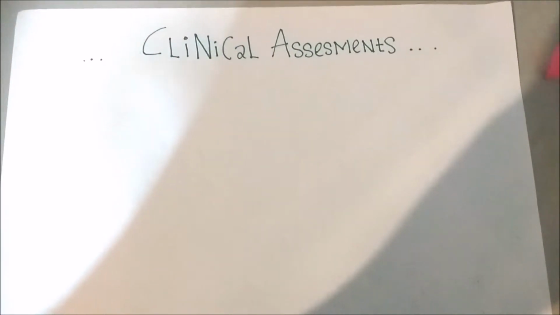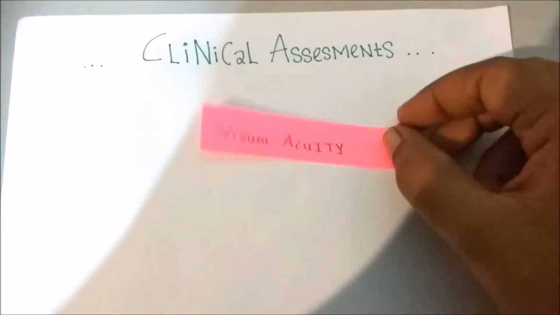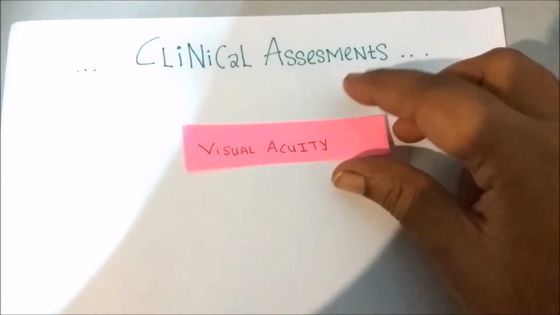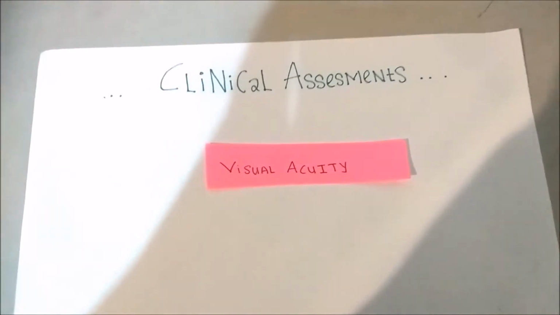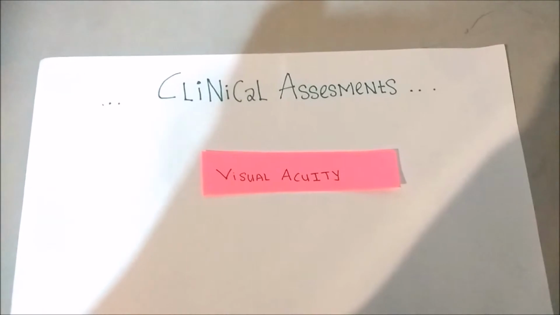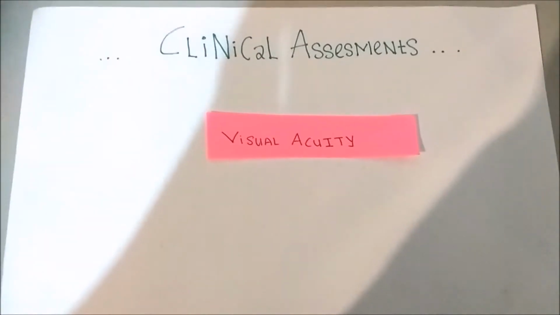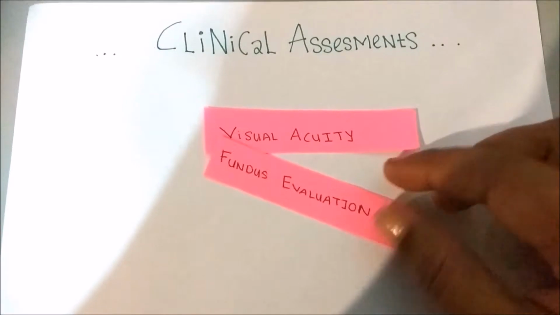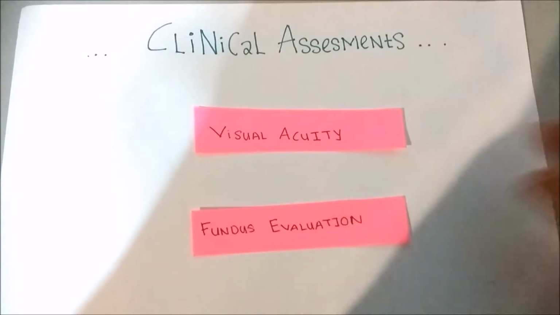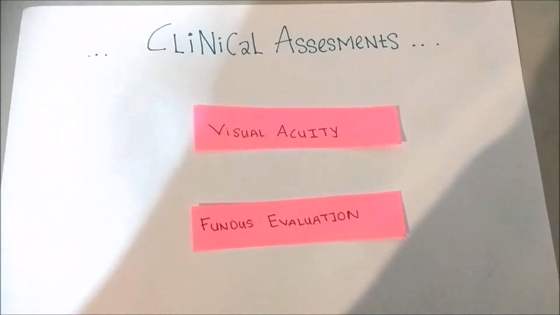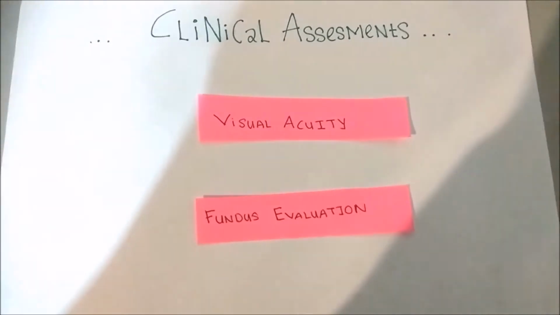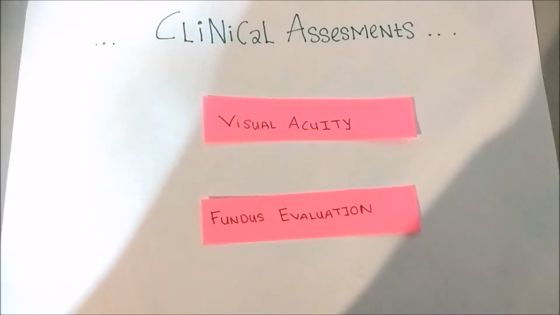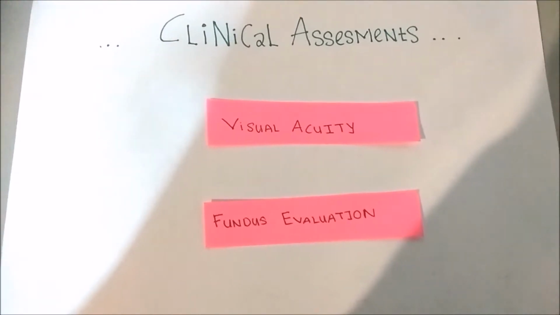Now let's see the clinical assessments needed to be done for diabetic retinopathy. First is visual acuity. Visual acuity is a must-do test for any patient. In this, we are seeing whether diabetic retinopathy is disturbing or reducing their visual acuity. The next most important is fundus evaluation. In this, we have to note the fundus for any diabetic retinopathy changes such as hard exudates, microaneurysms, and so on, and also determine the type of diabetic retinopathy, either NPDR or PDR.